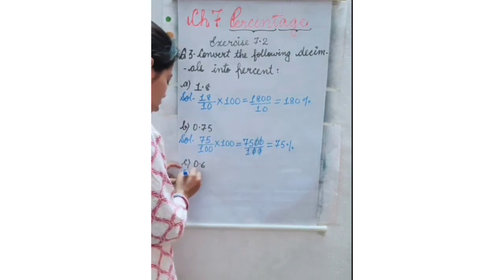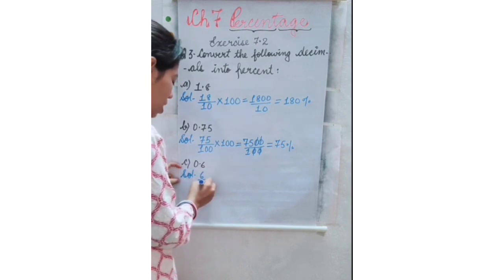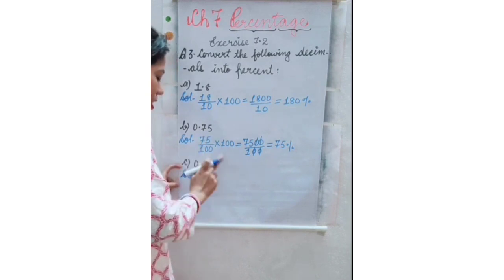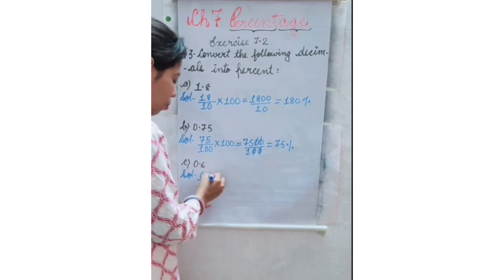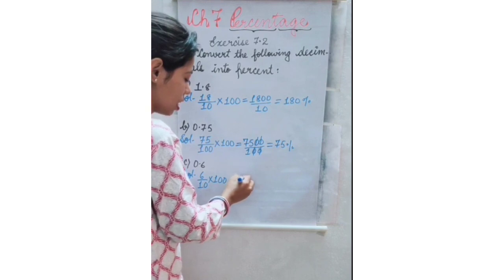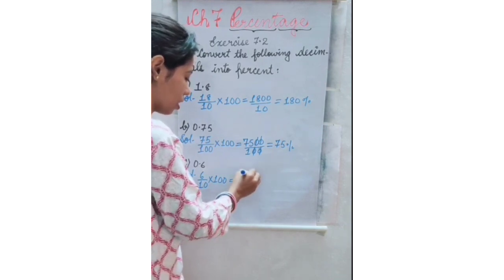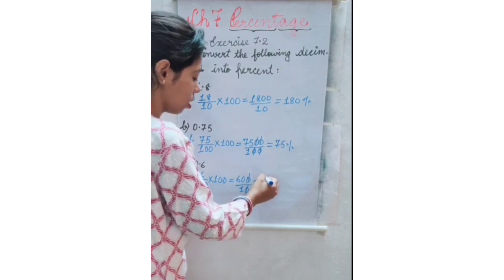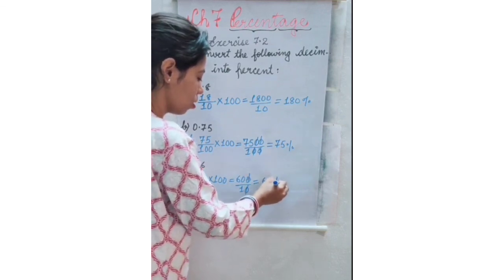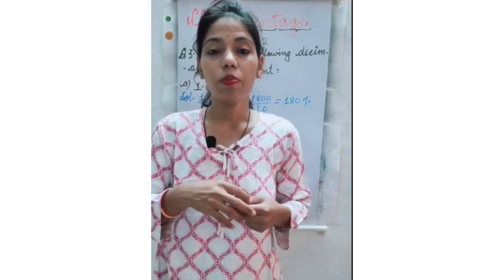C part is 0.6. This 0.6 we can write as 6 by 10, as this 6 is in the tens place. Multiplied by 100, it will be 600 by 10. Here we can cancel these zeros and we will get 60%. So in this way we have done exercise 7.2.